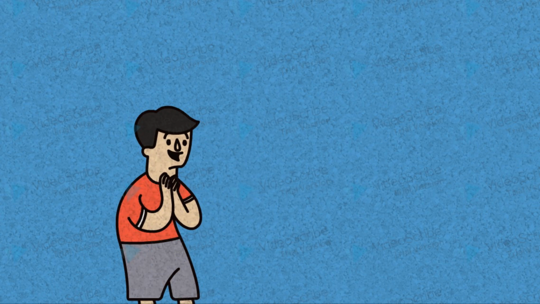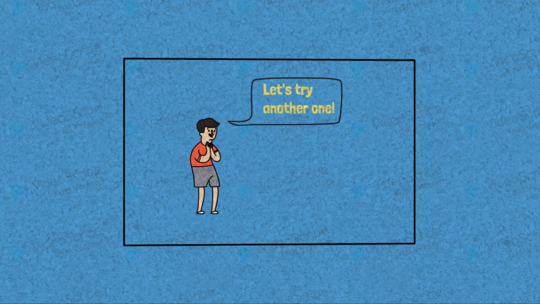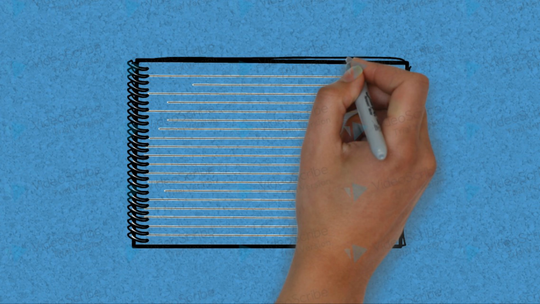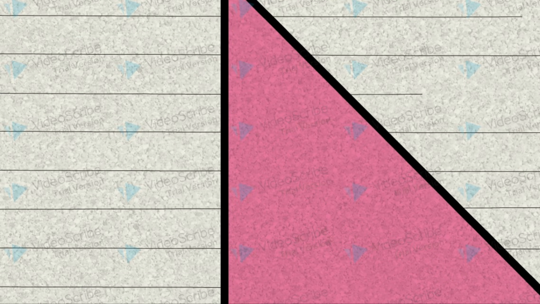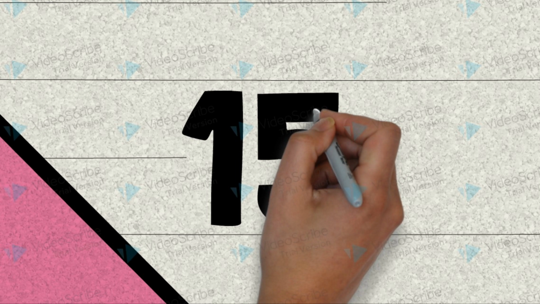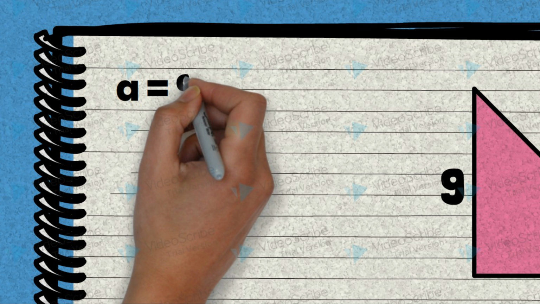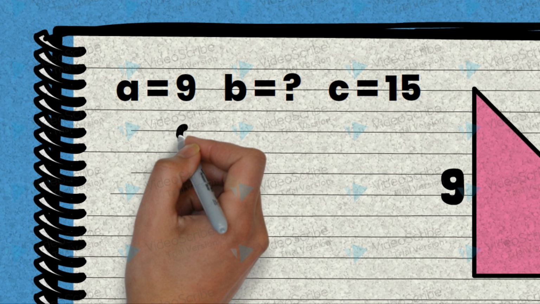To master this lesson, let's try another one. In our previous example, the missing is the length of the hypotenuse. Now what about if this time the missing is the length of one of the other two sides? In this given triangle, one side is 9, the other is missing, so it's only B, and the hypotenuse is 15. So our A here is 9, our B is unknown, and our C is 15.